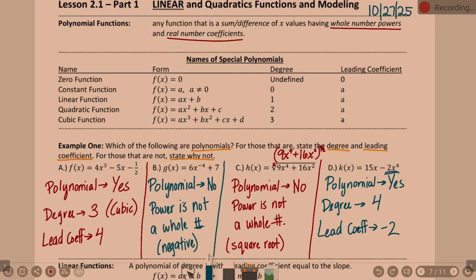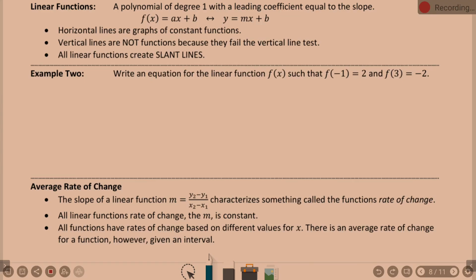In this next section, a little definition about linear functions. A polynomial of degree 1 with a leading coefficient equal to the slope, so f of x equals ax plus b, more commonly known as y equals mx plus b. Linear functions, okay?